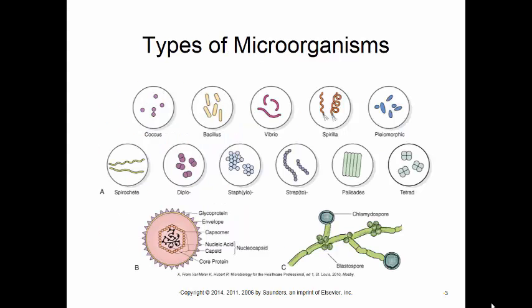So there's a lot of different types of microorganisms. Here we see at the top, these are bacteria, and they're usually named for their shape. Coccus is circle, Bacillus is a rod, Vibrio and Spirillum are curves. Pleomorphic means they have various different shapes. Spirochete makes a spiral. Diplo means two. So this is Diplococcus, is two cocci.